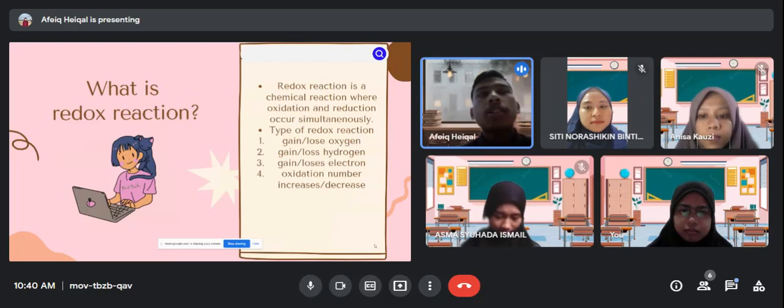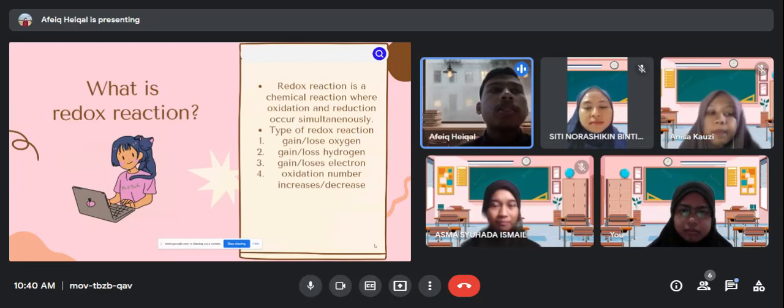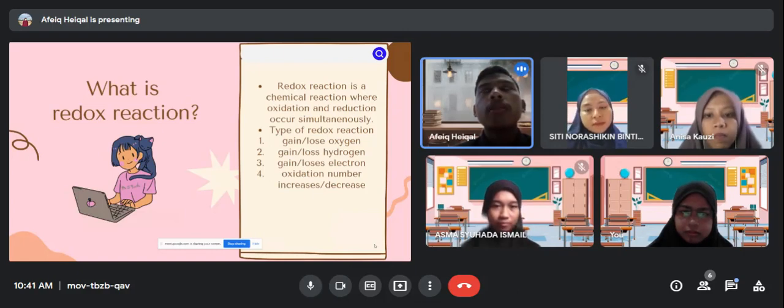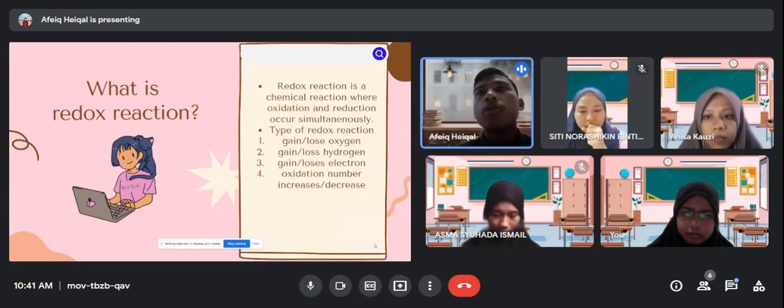What is a redox reaction? Redox is taken from reduction and oxidation. RED is taken from reduction and OX is taken from oxidation. A redox reaction is a chemical reaction where oxidation and reduction happen at the same time. If reduction does not happen and only oxidation happens, it cannot be called a redox reaction, because both processes, reduction and oxidation, must occur.